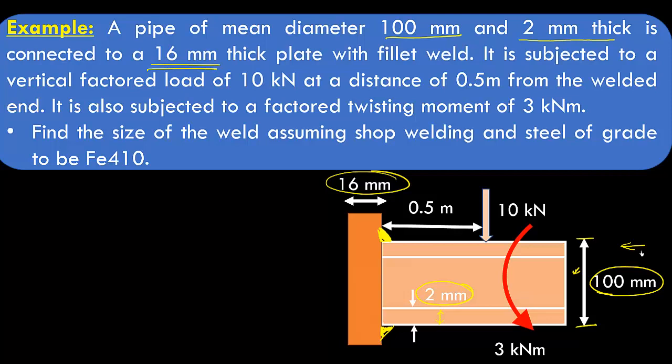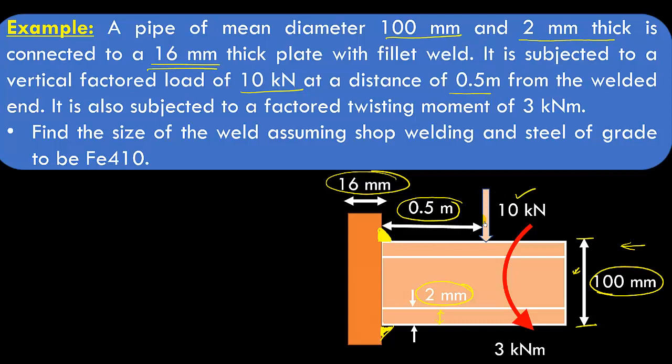And it is subjected to a vertical force of 10 kilonewton at a distance of 0.5 meter from the welded end. So this is the welded end, and from here at a distance of 0.5 meter, there is a force of 10 kilonewton that is applied.